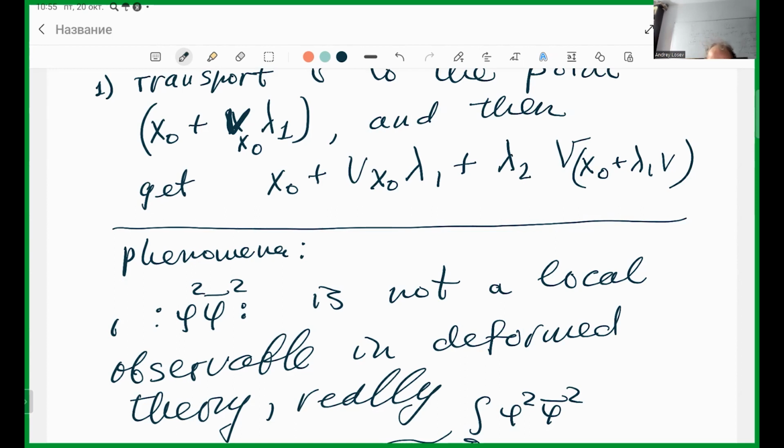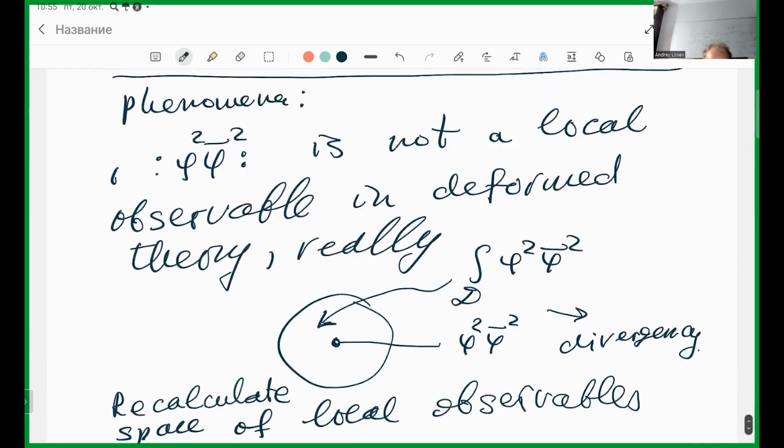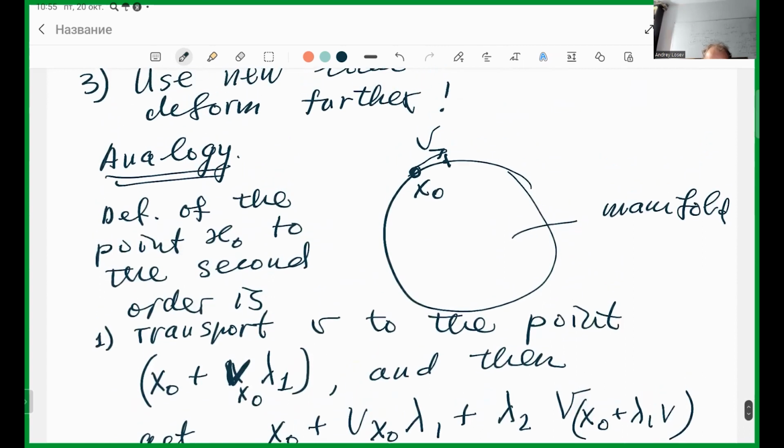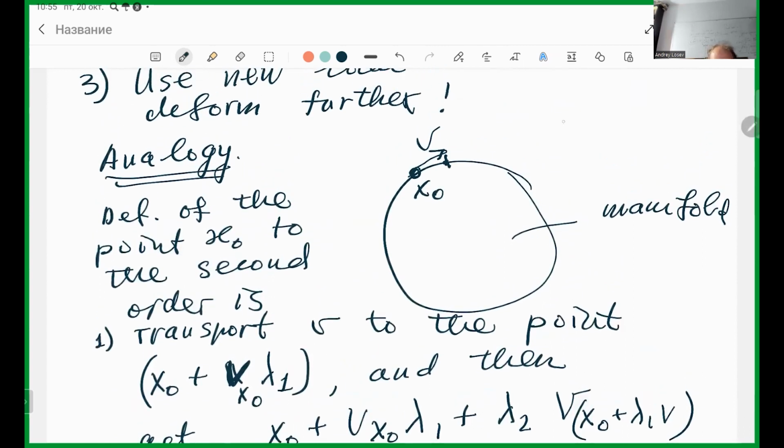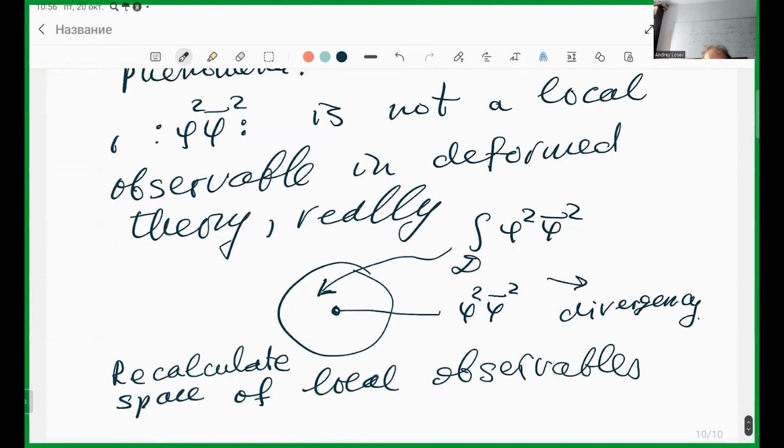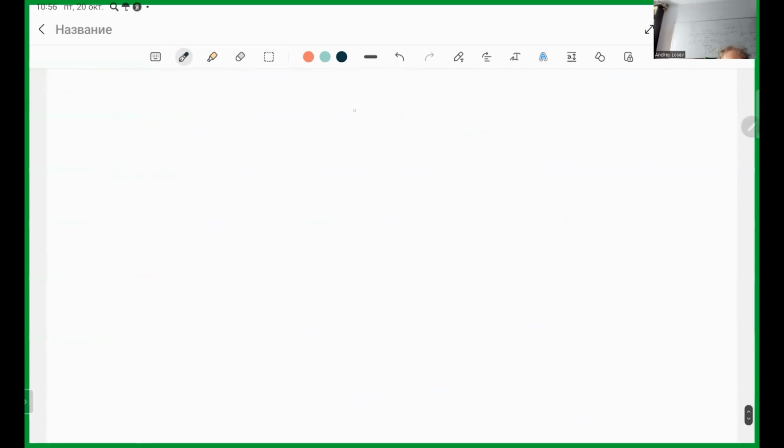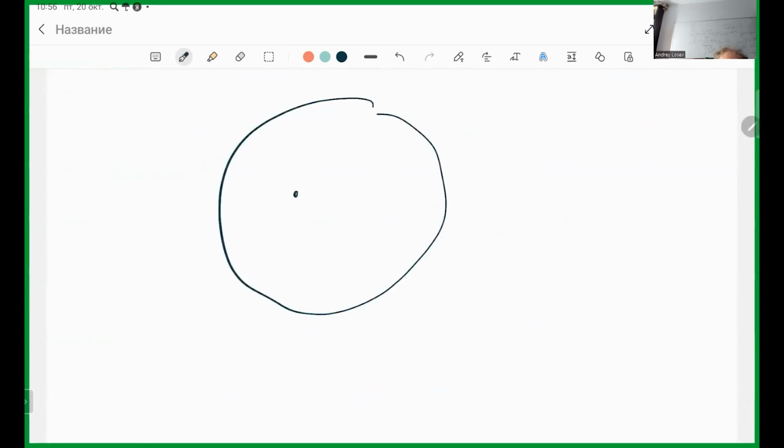Okay, so that's why I just want you to have a look at this picture. What do we actually mean by the second order deformation of a point on a manifold? I will draw one more picture. We have a point x naught on a manifold. It's not the source, it's just some abstract space.